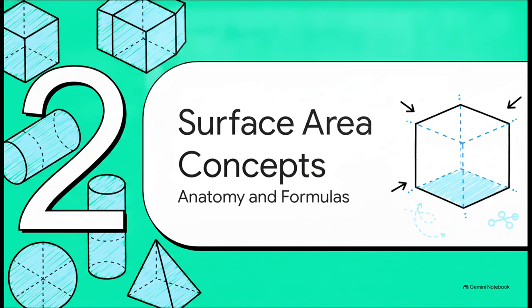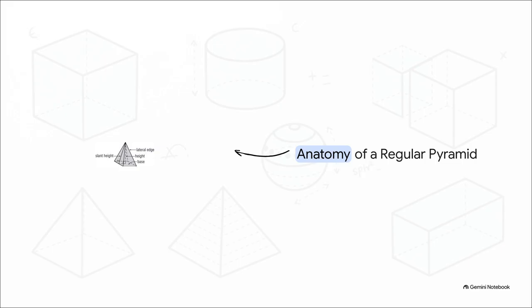Moving right along to Section 2, Surface Area Concept Explanation, Anatomy and Formulas. So think about the anatomy of a regular pyramid. It has a polygon for a base and these triangular sides that go up and meet at a single point at the top. We call that top point the vertex, and those triangular sides are the lateral faces. In a regular pyramid, they're all identical, congruent isosceles triangles.